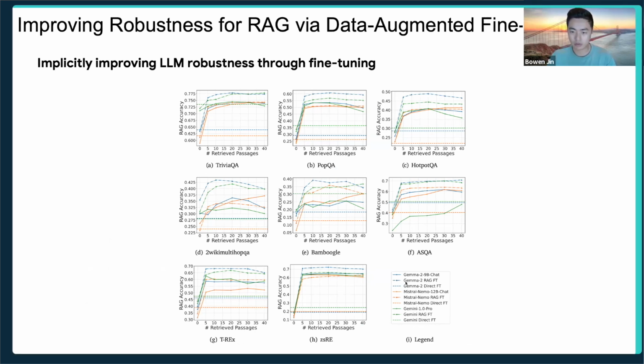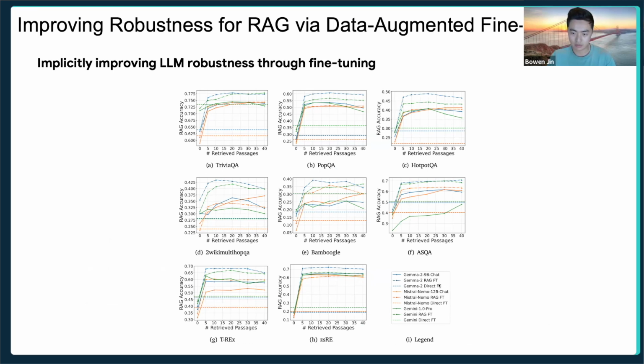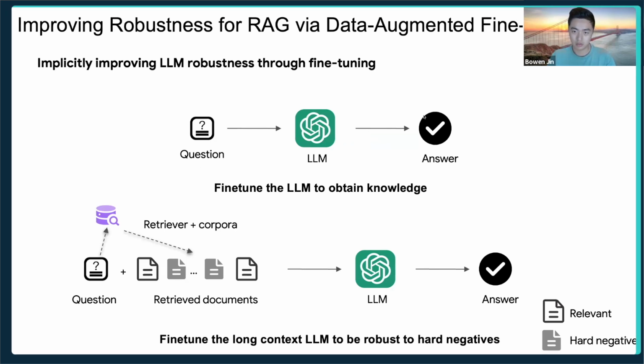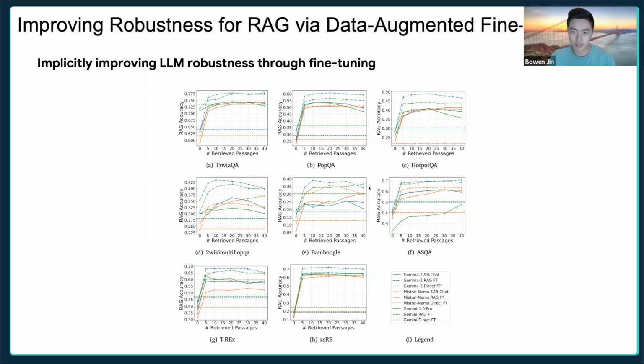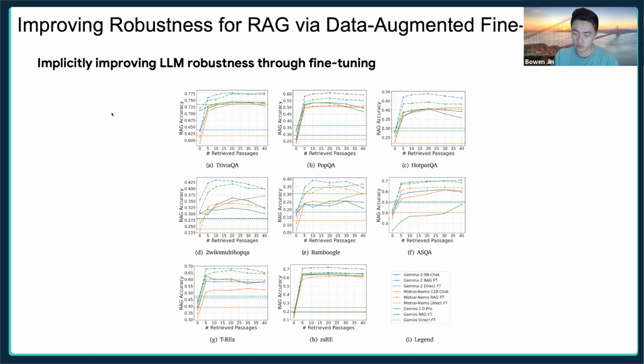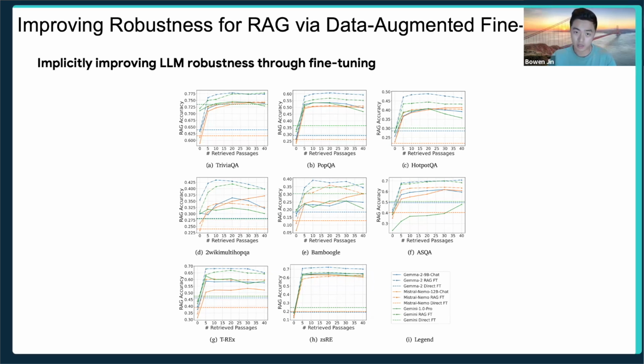And we compare with the original version without any RAG tuning, and we also compare with the model with direct fine-tuning, which is where we directly fine-tune the LLM to give an answer for a given question. And we can see that compared with two types of baselines, our proposed robust tuning method has the best performance, which means that by doing this implicit tuning, the LLM will have some capability to be robust to the negative retrieved context.